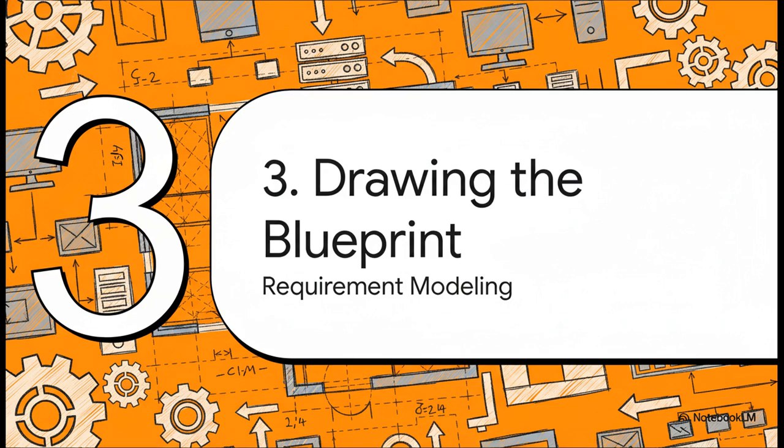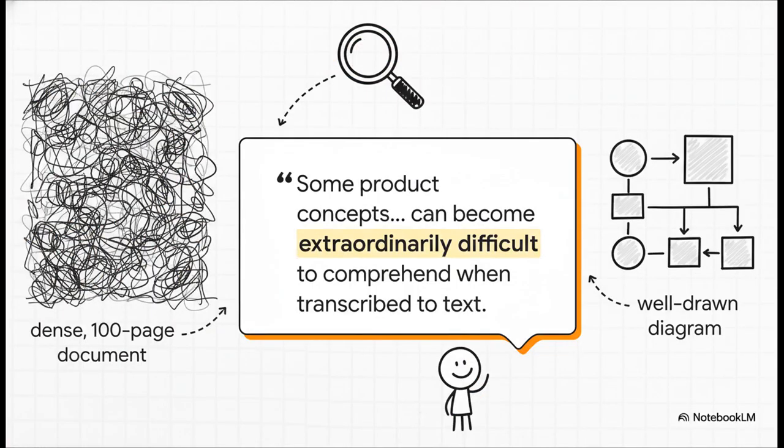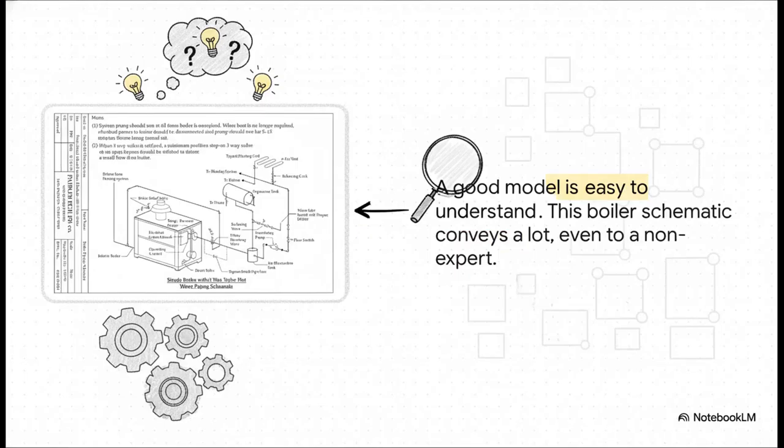Okay, so those checks are absolutely essential. But for really complex systems, words alone just aren't gonna cut it. We need pictures. We need a blueprint. And this quote just says it all, doesn't it? You can have a dense, 100-page document that's confusing and probably hides a ton of contradictions. Or you can have one well-drawn diagram that makes a complex idea instantly clear to everybody. Just look at this boiler schematic. Even if you're not a plumber, you can pretty much grasp the basic flow, right? You can see how the parts connect and what they do.